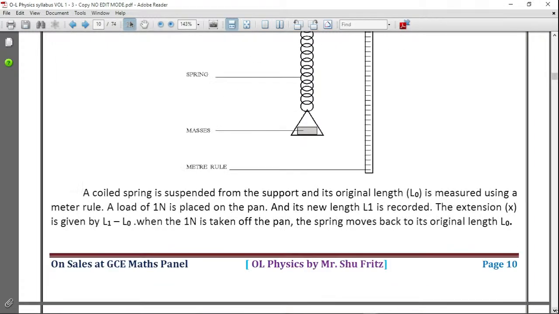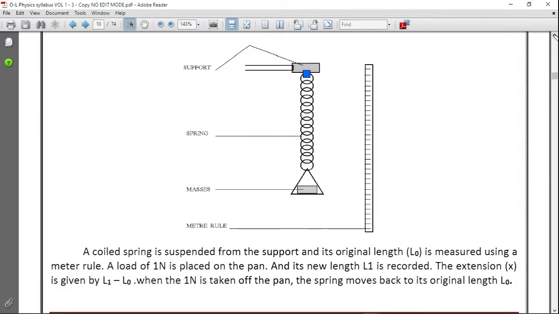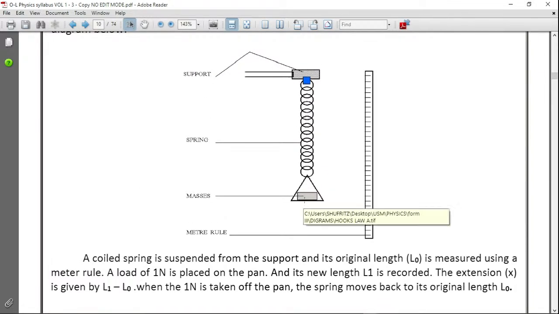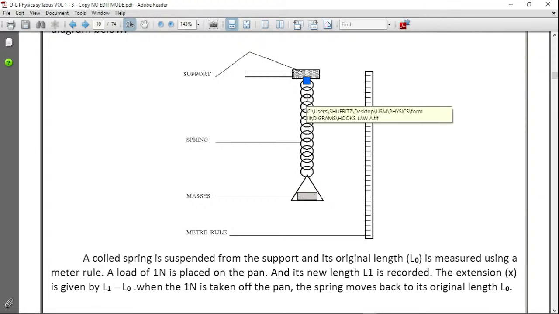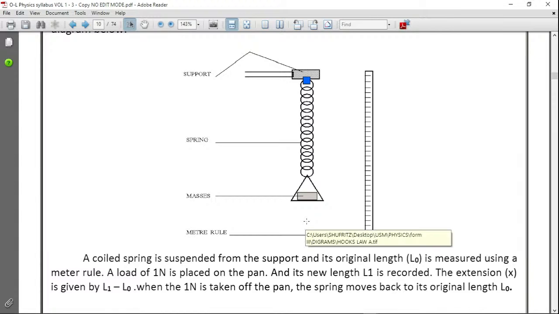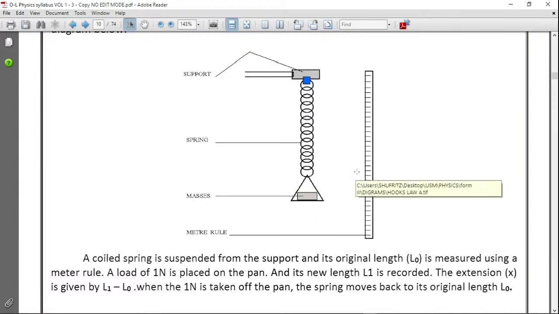Let's look at this diagram, which is on tension. If you look at this mass which is placed on this pan, we have this spring and we have this support. The more you add masses on this pan, the more the spring will extend and the more the pointer will keep moving downwards. And this is a meter rule, with which you can get the extension.